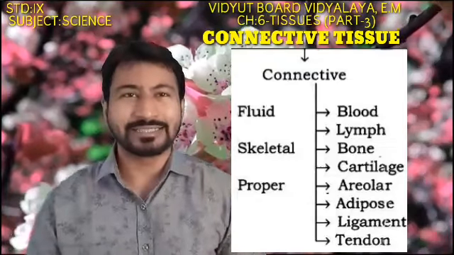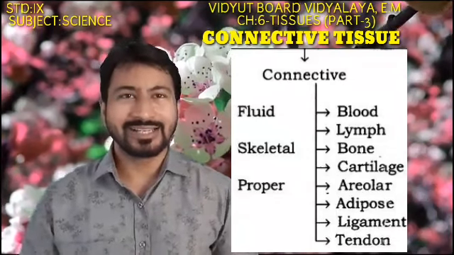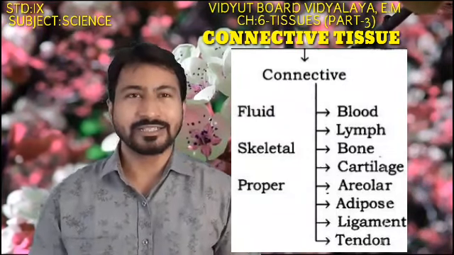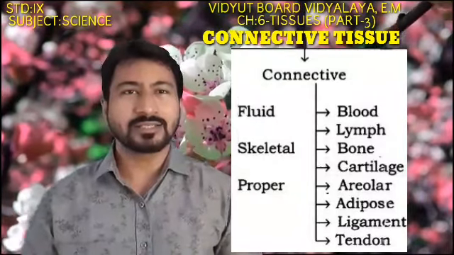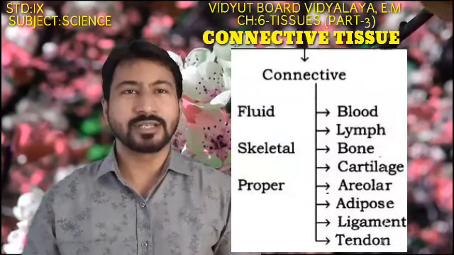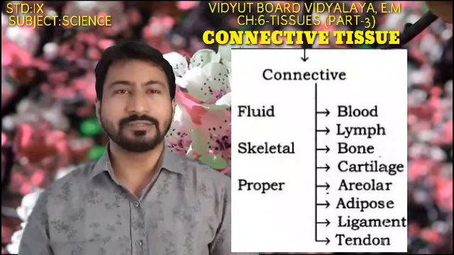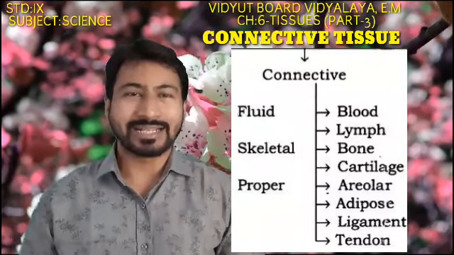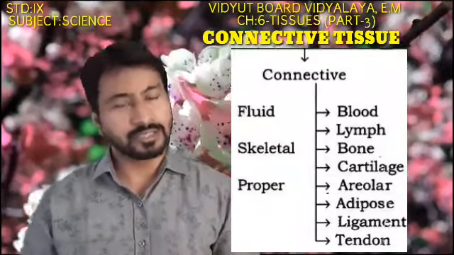So focusing on the first one, that is the connective tissue. Now this is the entire chart of the connective tissue and its various subtypes. If you observe it very carefully, the connective tissue is basically categorized into three major types. The liquid connective tissue, mainly consisting of the blood and the lymph. The skeletal connective tissue consisting of the bones and the cartilages. And the proper connective tissue consisting of the tendons, the ligaments, the areolar connective tissue and the adipose connective tissue.